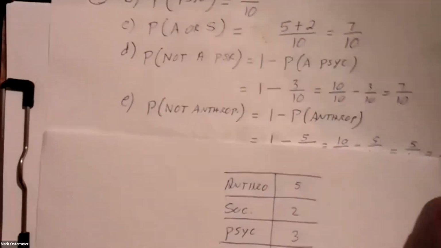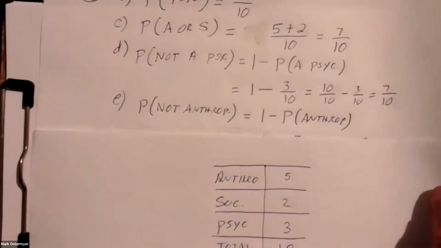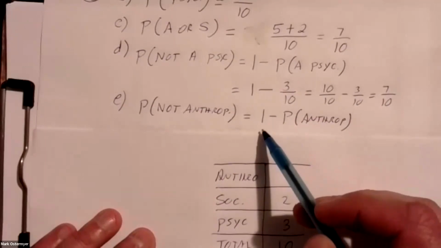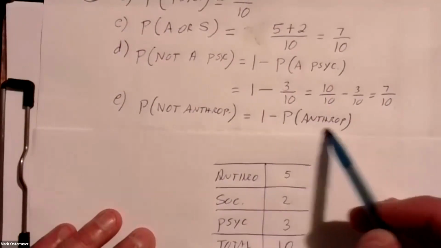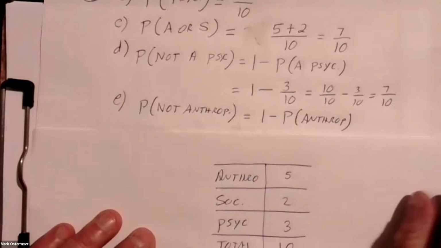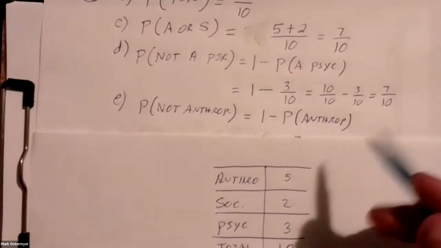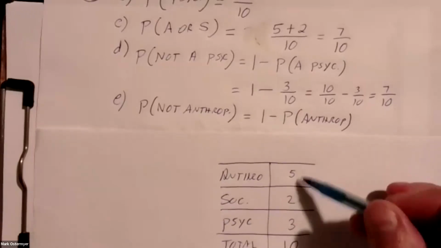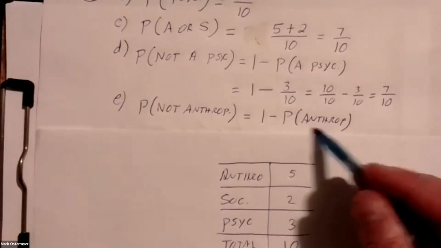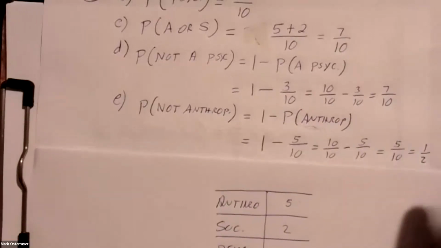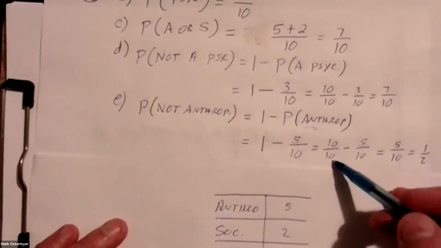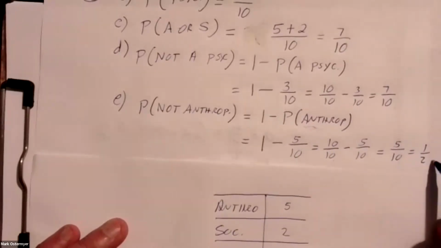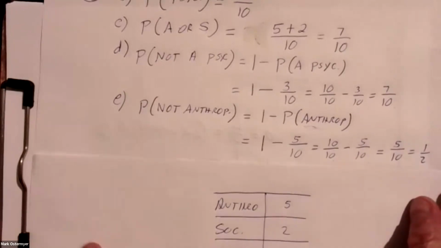Finally, the probability of not selecting an anthropologist student could be done again by using the complementary rule, which might be a little easier, in saying that it's equal to 1 minus the probability of selecting an anthropologist student. Well, how many ways can we select an anthropologist student out of 10? There's 5 different ways. So this probability here is going to be 5/10. And 1 minus 5/10 is the same thing as 10/10, another name for 1 whole. Minus 5/10 is 5/10 or 1/2 or 50% chance.